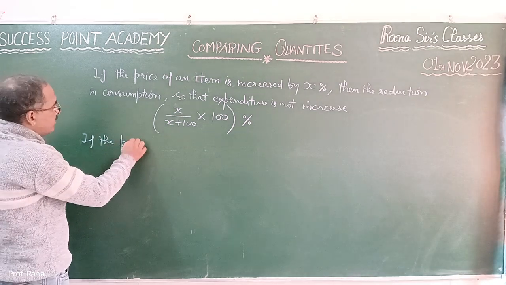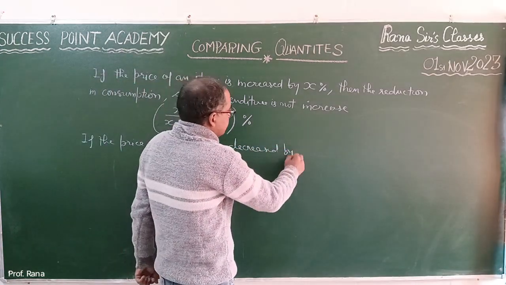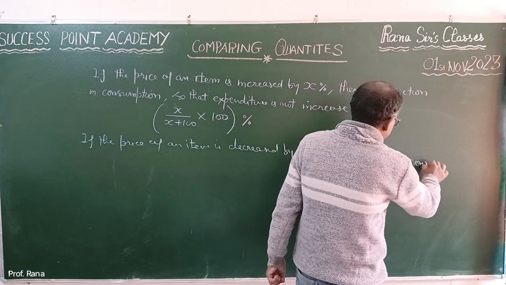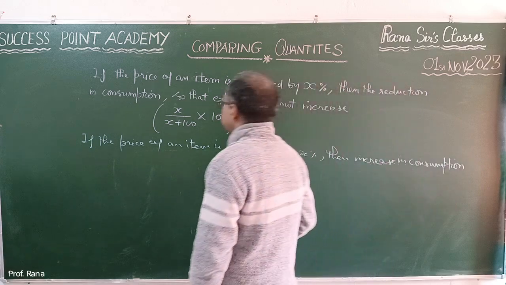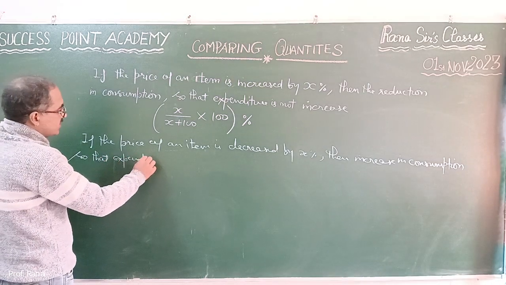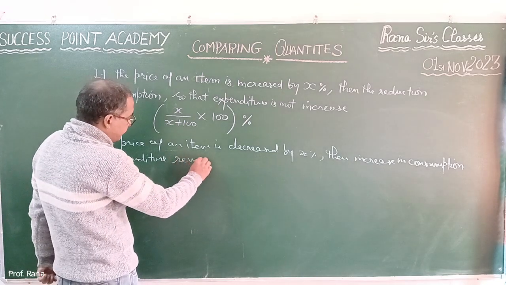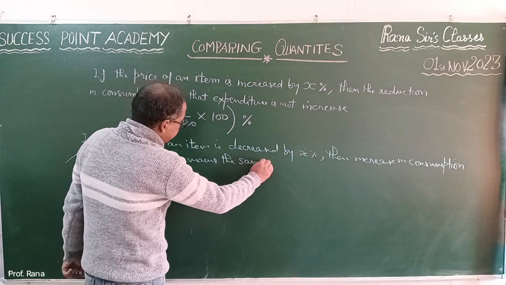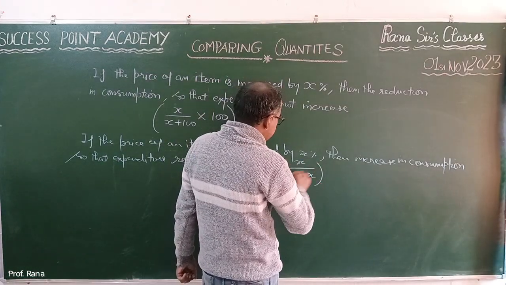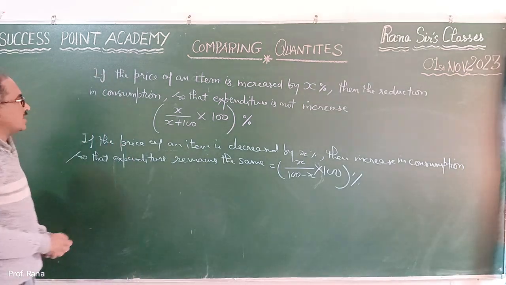Next, if the price of an item is decreased by X percent, then the increase in consumption, so that expenditure is not affected, so that expenditure remains the same, is what will be there? X upon 100 minus X multiplied by 100%.